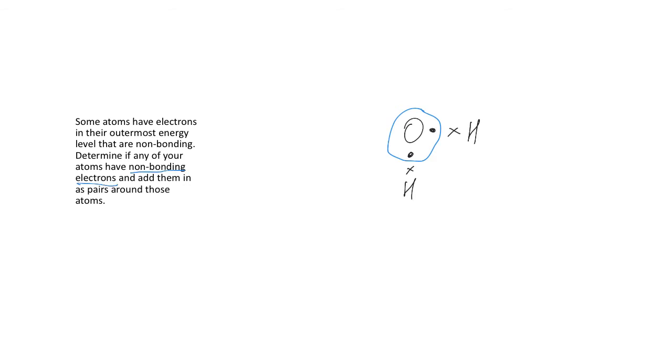You add those as pairs around the atoms. There were 6 in the outer shell, so I need to have 6 from the oxygen in this diagram by the end of it. So I'm going to add in 4 more electrons around it. Generally you go north, south, east, west in pairs. And so now you see that there are 6 electrons represented by these blue dots from this oxygen there. So I've added the non-bonding electrons there. And that's it.